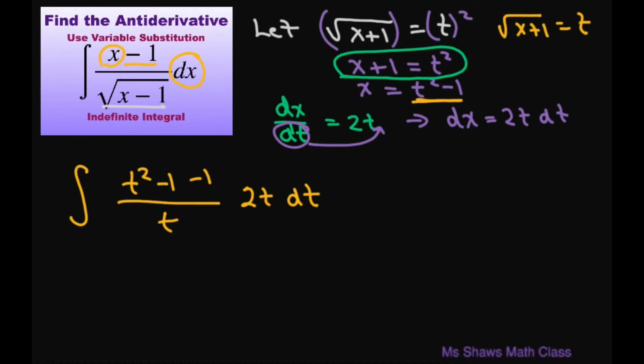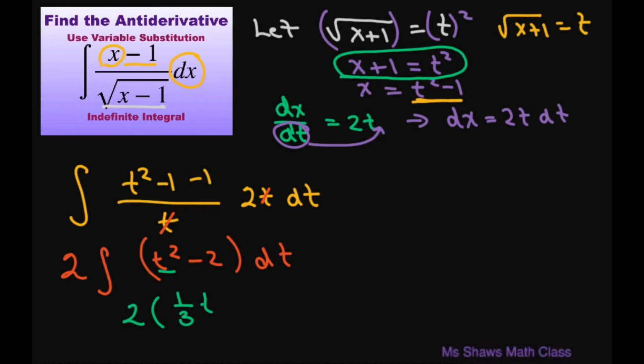Now let's see what we get for this. The t's will cancel here, and we're going to get the integral of t squared minus 2, and I can pull this 2 in front here, and then write dt. So integrating this, we're going to get 2 times, for this piece, 1/3 t cubed minus 2t, and then plus c.